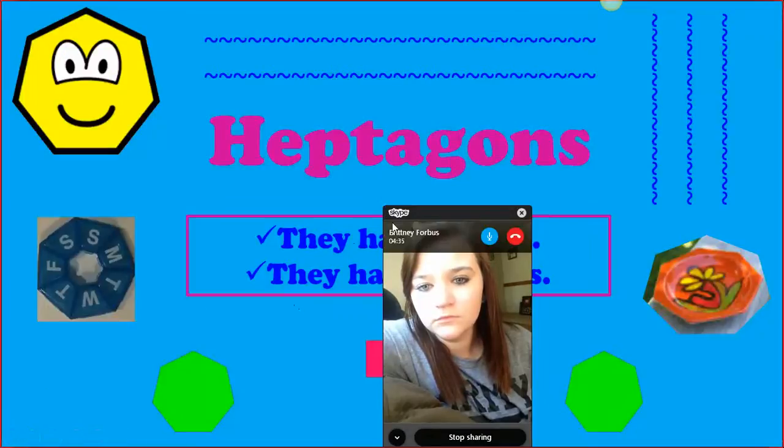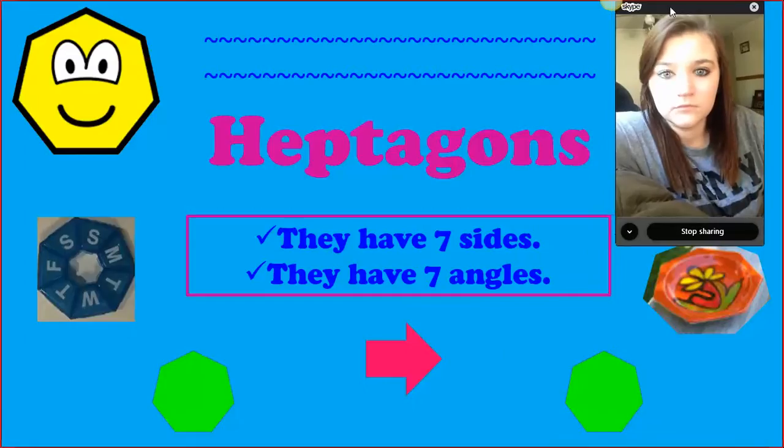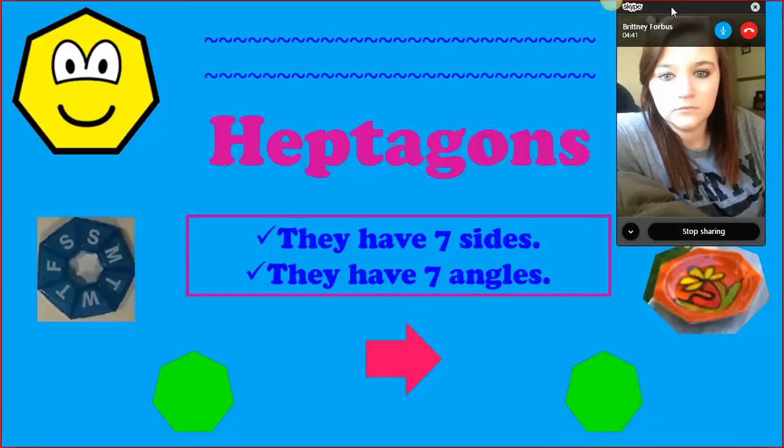All right, next we have heptagons. Heptagons have 7 sides and 7 angles. Over here we have an example of a pill container that's shaped like a heptagon. And we also have an example of a plate that's shaped like a heptagon.